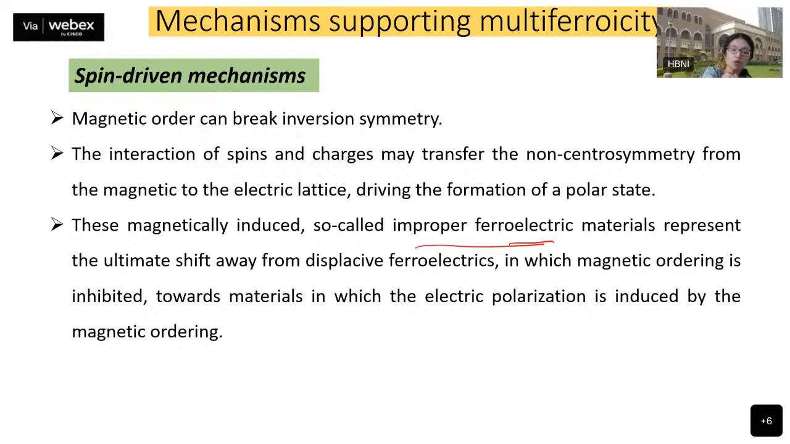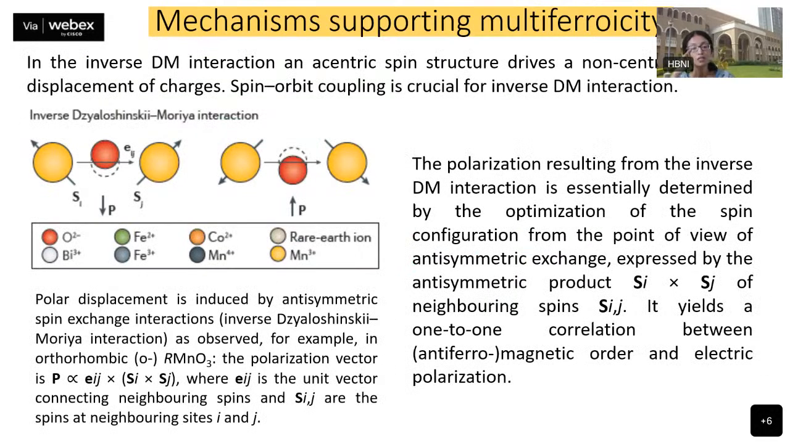So here what happens is your magnetic order is breaking the inversion symmetry. The spin and charge of this particular material interact and transfer non-centrosymmetry from the magnetic to the electric lattice. And because the non-centrosymmetry is now occurring in the electric lattice, what you find is the formation of a polar state. So these are spin-driven mechanisms. So there are a few types of spin-driven mechanism.